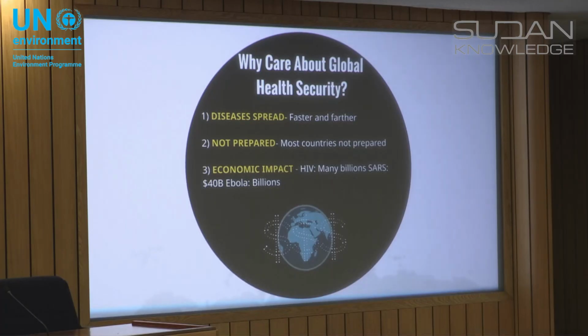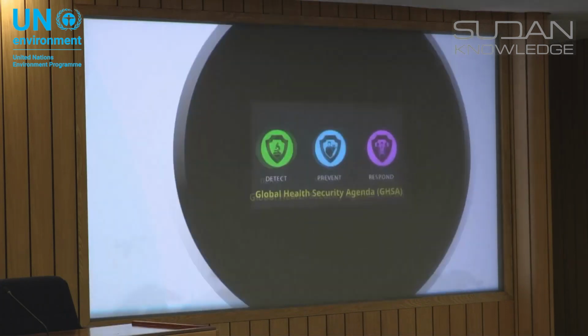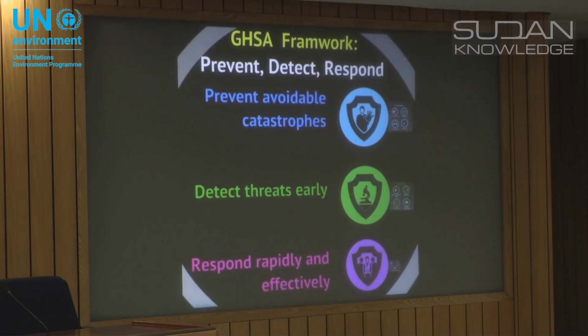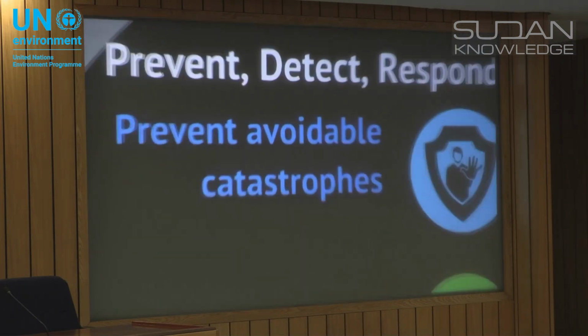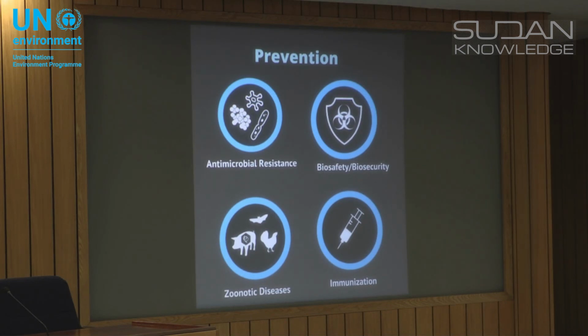Why should we care about it? For the reasons I mentioned earlier: it spreads fast, we're not prepared, and there is an economic impact. We'll talk a little bit about that later. So there were 3 areas: detect, prevent, and respond. These are the areas they looked at, and there are about 11 particular segments within those 3 areas, to prevent avoidable catastrophes, to detect threats early, and to be able to respond to them. Within prevention, there are 4 packages.